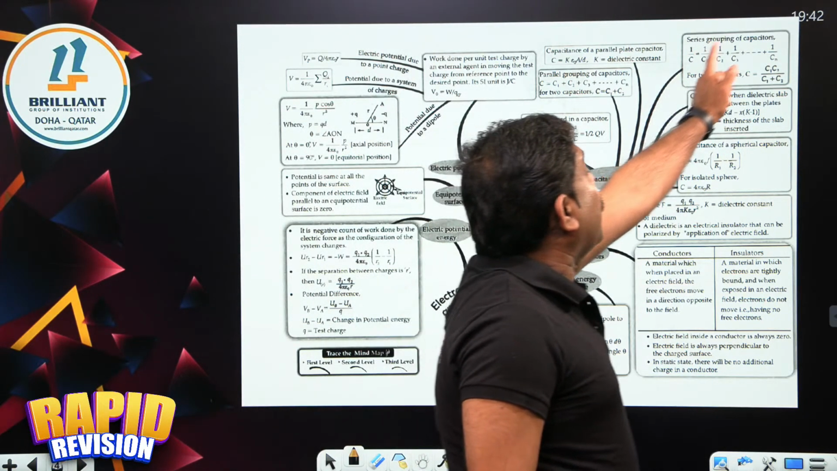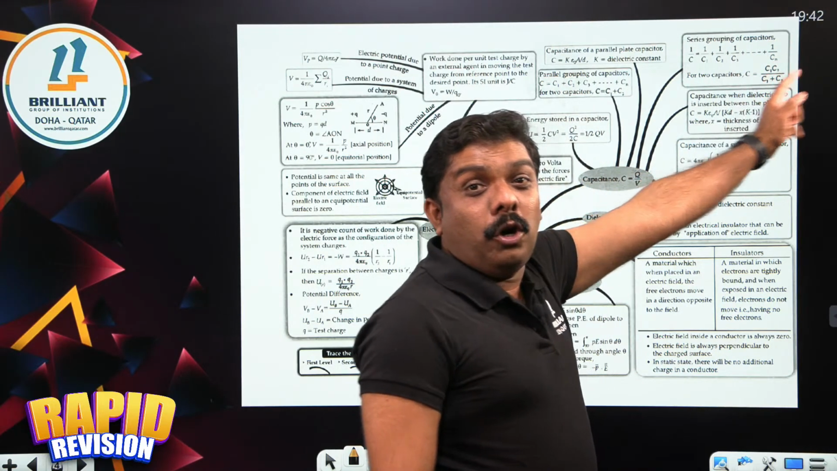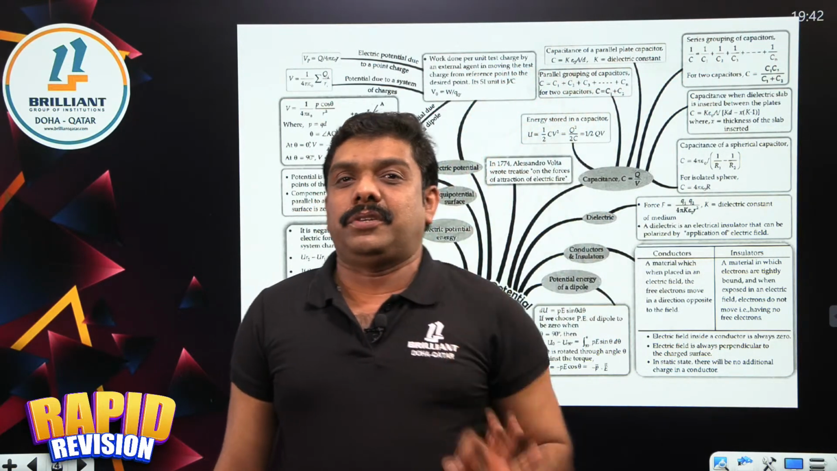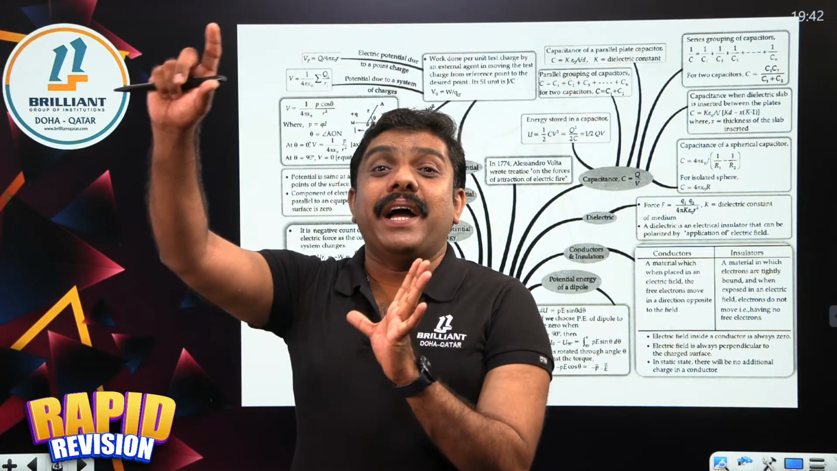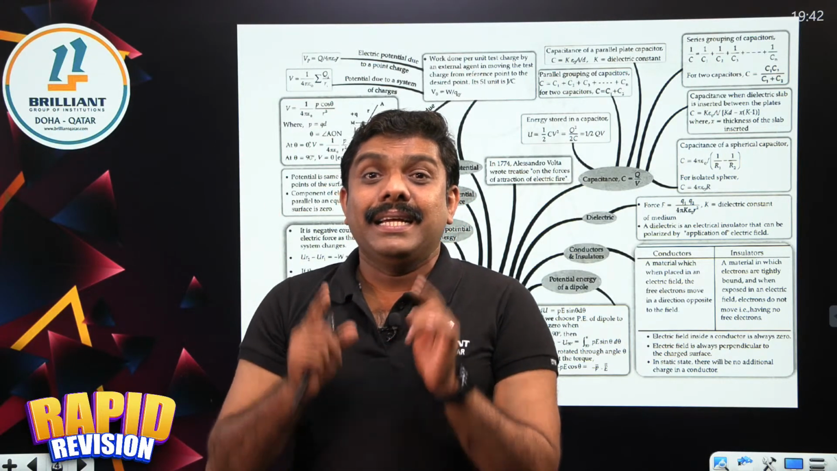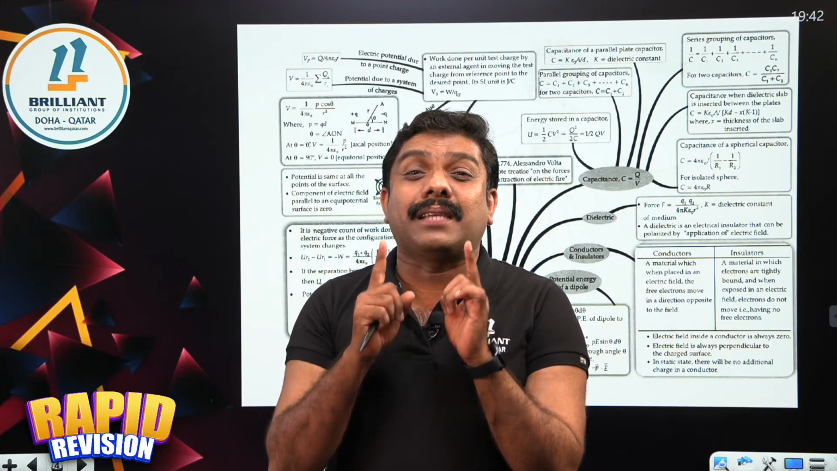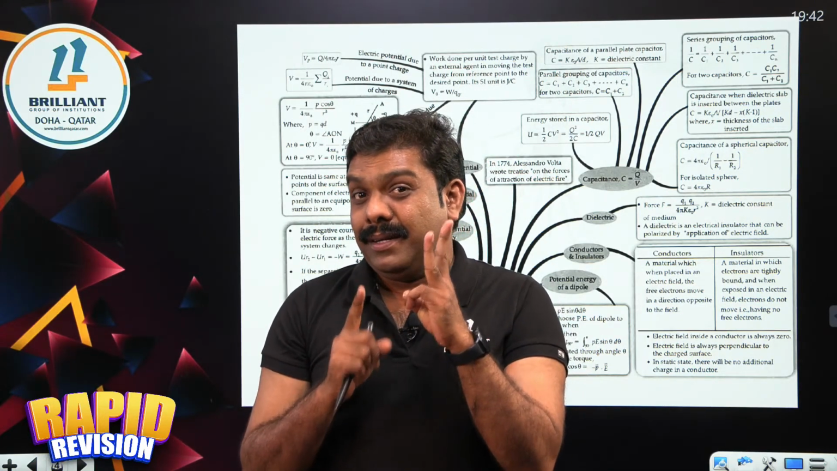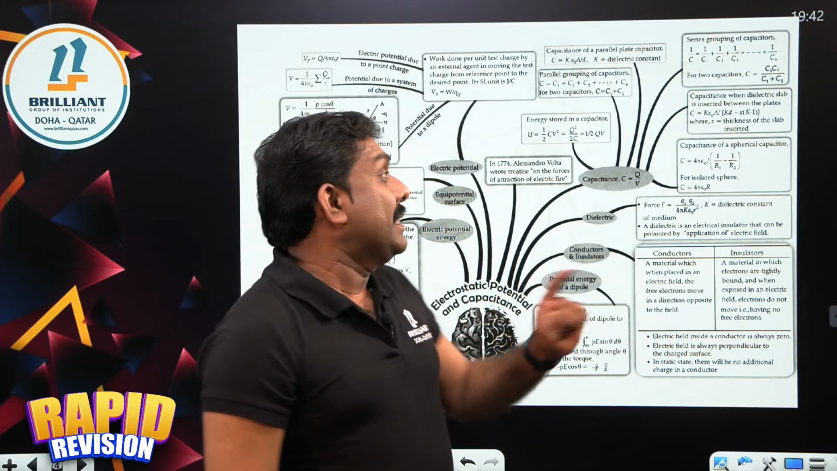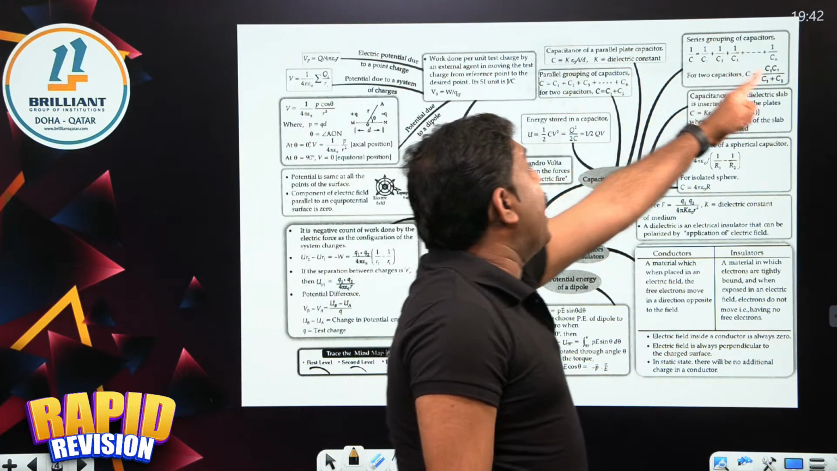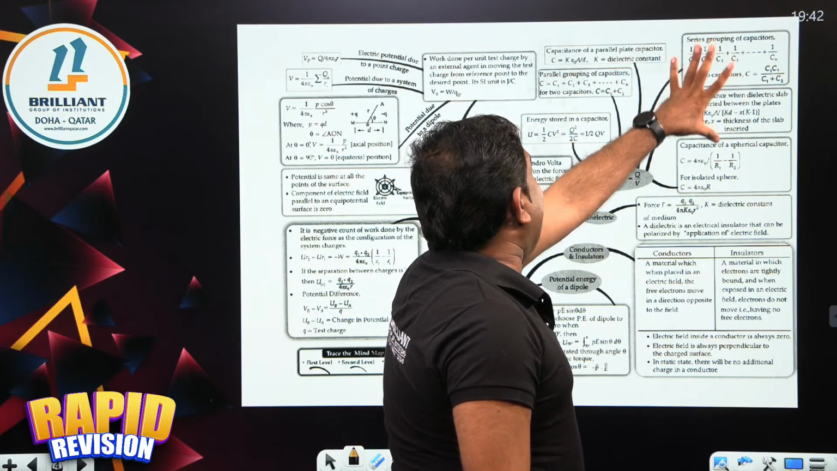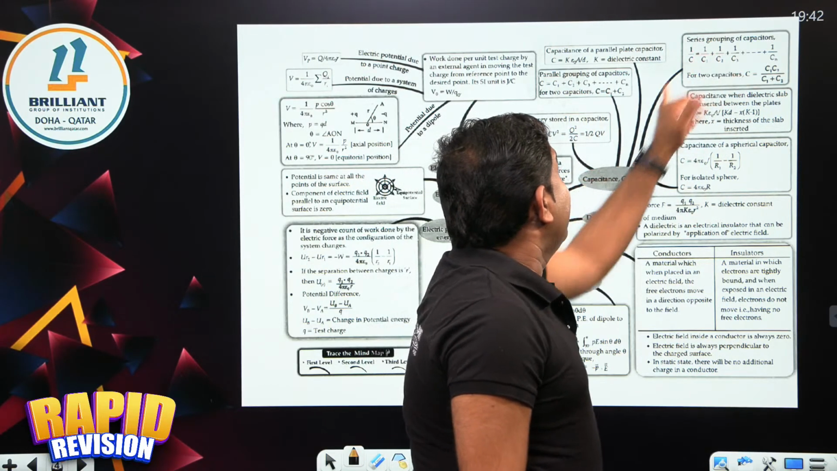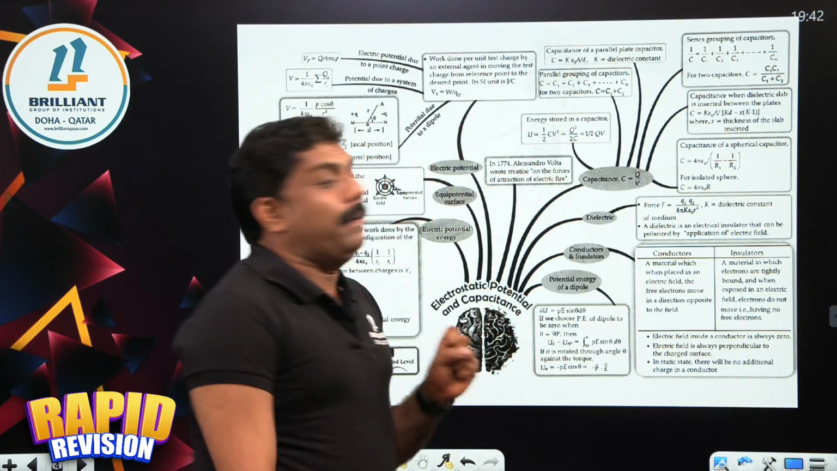Capacitance related circuit problems are there. In our board examination, if you analyze the last 5 years, capacitance based circuit problems are always coming for 3 marks. Series combination, parallel combination, and then energy stored in capacitor related numerical problems are there.